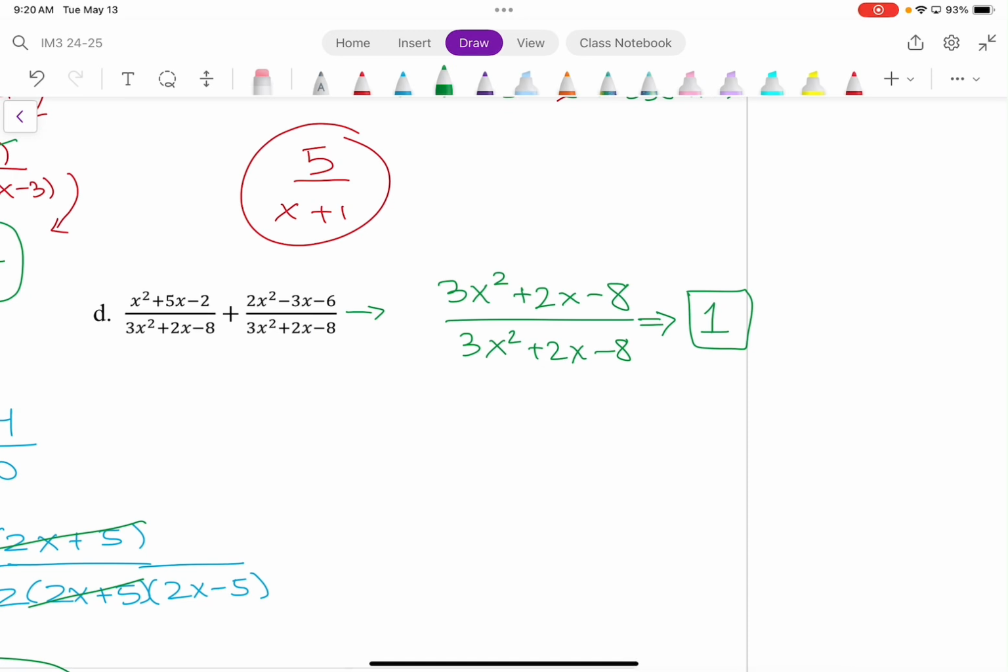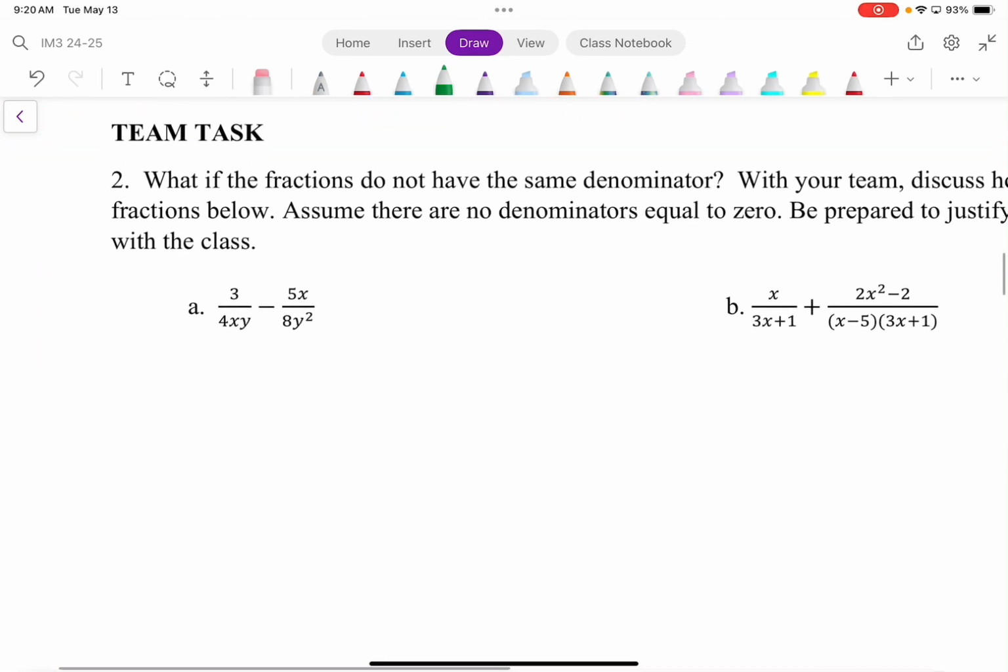All right, any questions on the partner task? Okay, I'm going to show you one example for the team task, and then you'll have 3 to work on with your team, and then we'll take our break. Okay, so we're almost at our break. All right, so let's go ahead and move down to the next page.